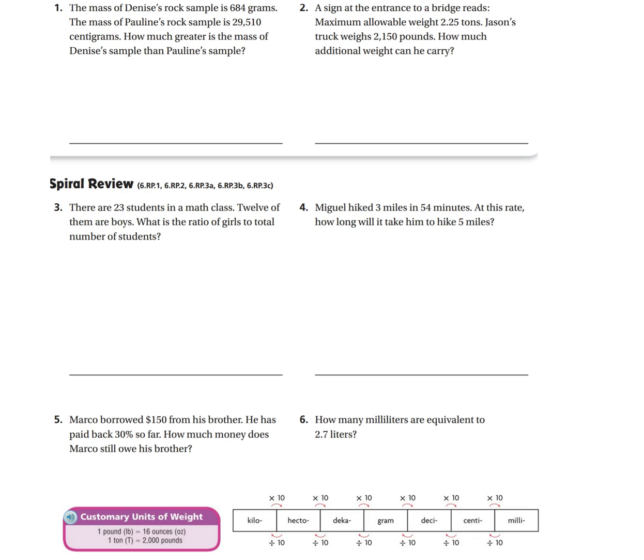The mass of Denise's rock sample is 684 grams. The mass of Pauline's rock sample is 29,510 centigrams. How much greater is the mass of Denise's sample than Pauline's sample?